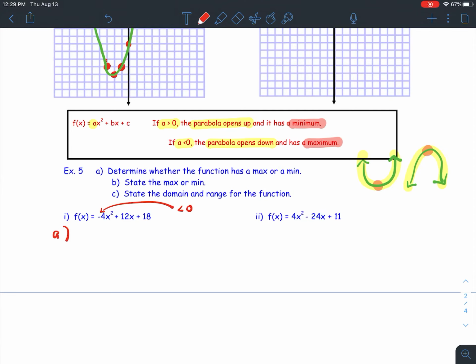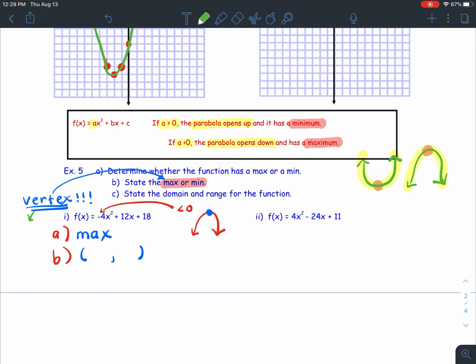It says, first of all, just determine whether the function has a max or a min. Okay, so what we would do is we would look at the a value, and I would see that it is less than 0. That tells me that I know the graph is opening down. If it's opening down, then I'm going to classify the vertex as being a maximum. Okay. Now, when it says here in part B to state the max or min, what they're wanting is they want us to give the coordinates of the vertex.